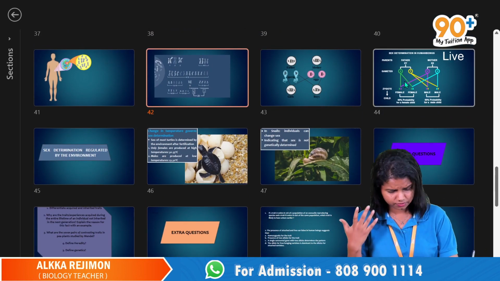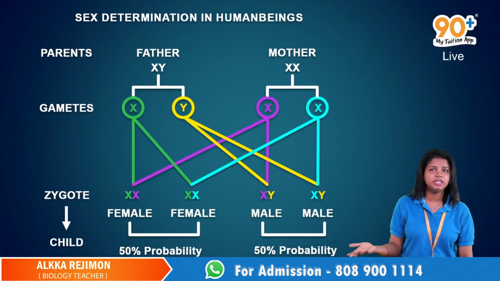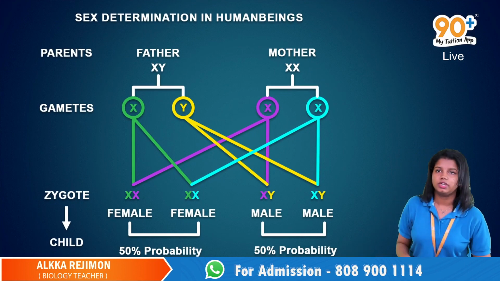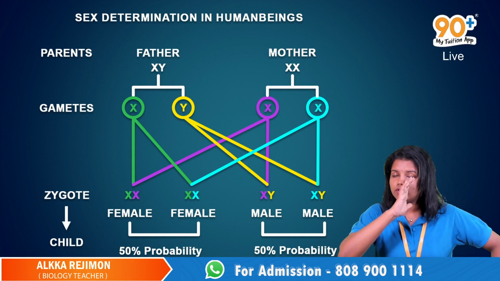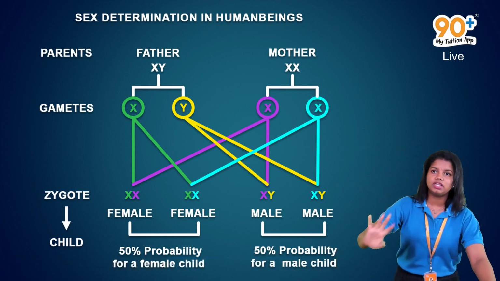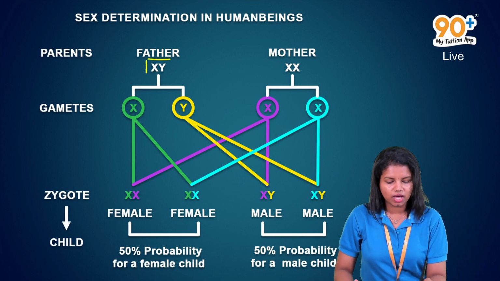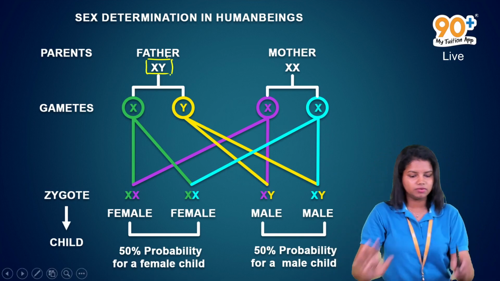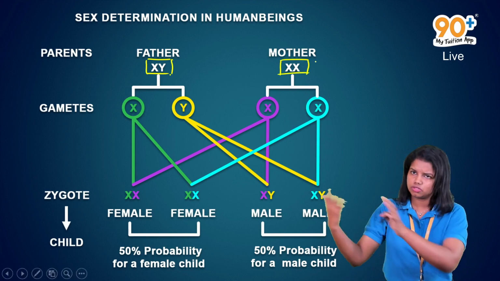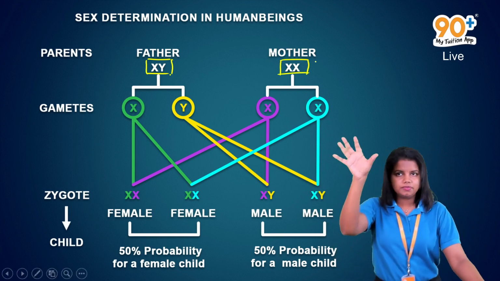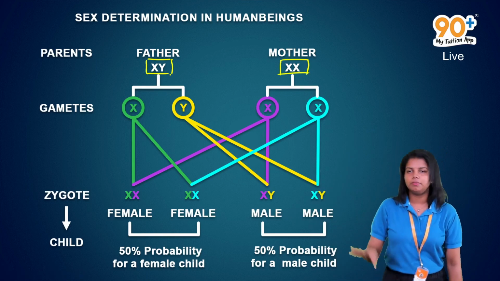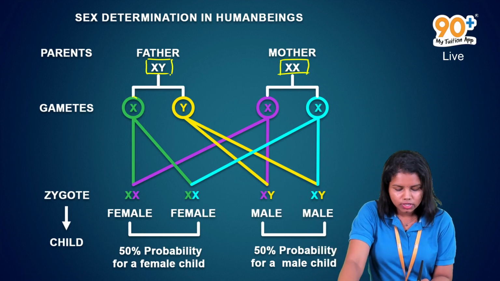Now, how is the sex of the child determined? Yes, sir. How is the sex of the child determined? Here you can see the parents, father and mother. The father's body will have XY chromosomes. The mother will have XX because male and female. And when the father and mother produce gametes, the father can produce two types of gametes.